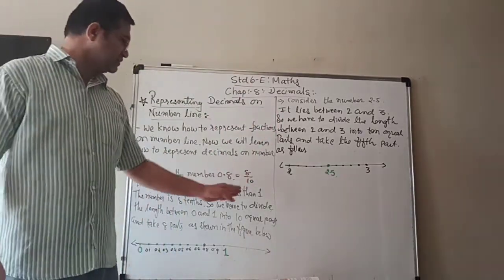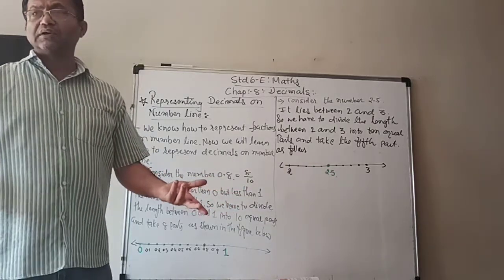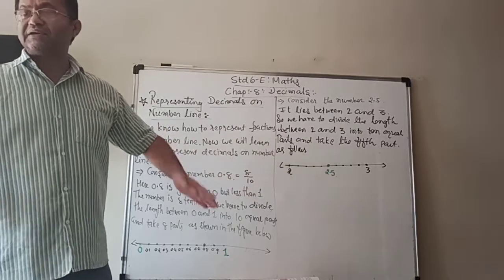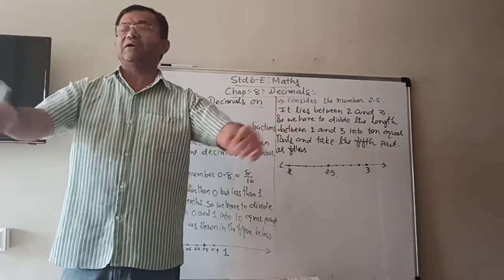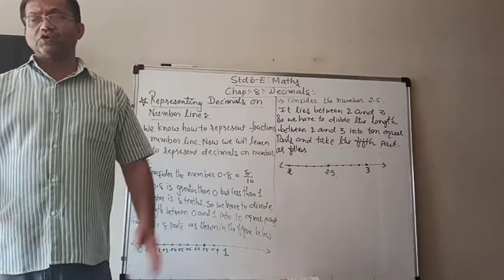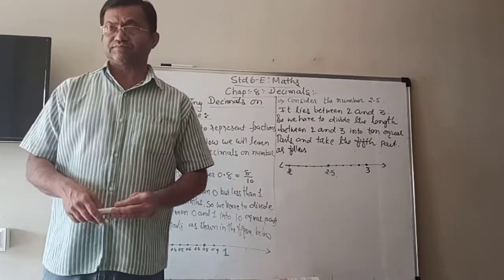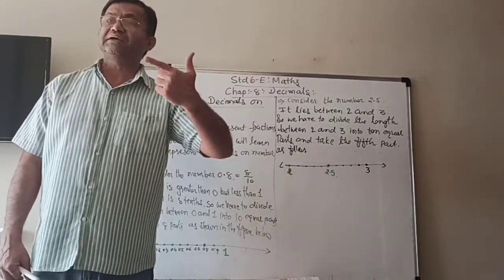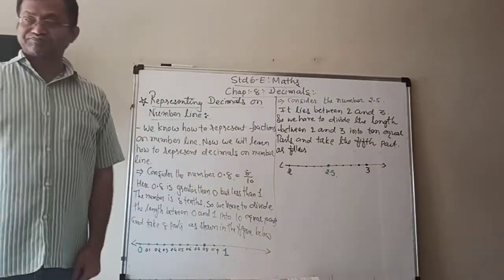And as it is 8 tenths, what will we do? It is the same as the fractions we learned. We have to make 10 parts between the lengths of 0 and 1. So between 0 and 1 we have to make 10 equal parts. And then which part will we take? The 8th part, because it is 8 upon 10, 0.8.